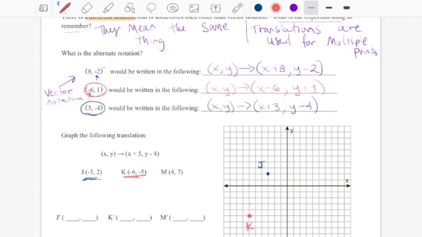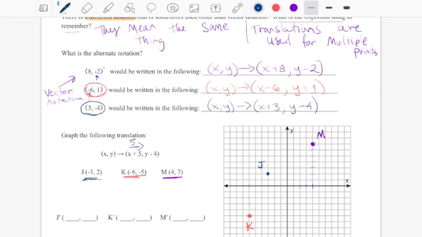And then our last point is M, which is at positive 4. So that's 1, 2, 3, 4, and then up 7: 1, 2, 3, 4, 5, 6, 7. So M is up there. And we're going to translate these using these directions here. So what it's going to have us do, plus 5 on the x. So 5 is positive, so that means we're going to the right 5.